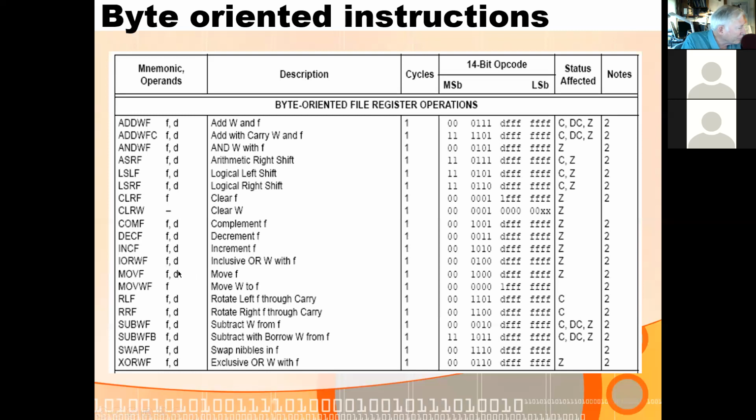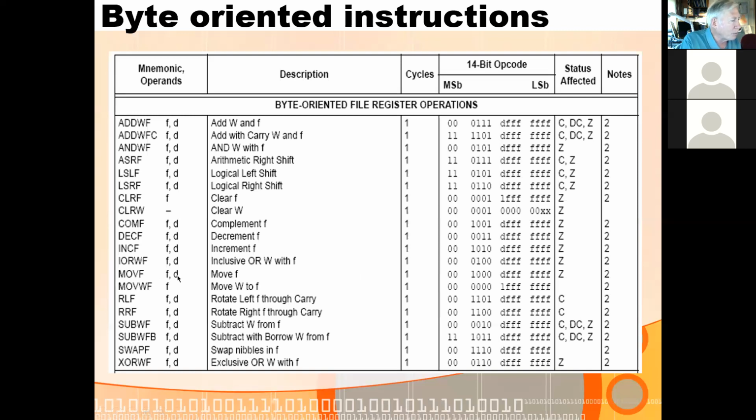But look, this does have the D bit, which means you can specify the W register or you can specify a file register. Why would you want to move a file register back to itself and never put it in the W register? The answer is over here in this column, because it does set the Z bit. So it's one way to test if the contents of a file register happens to be 0 or not. But that's the only use for that.